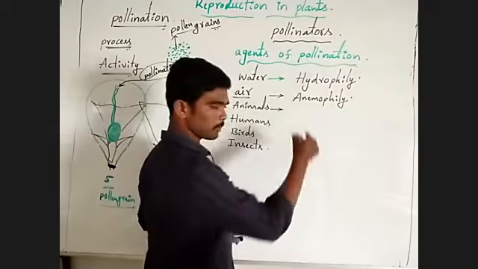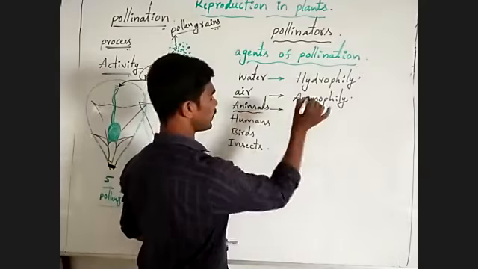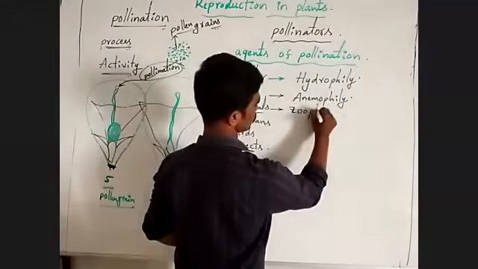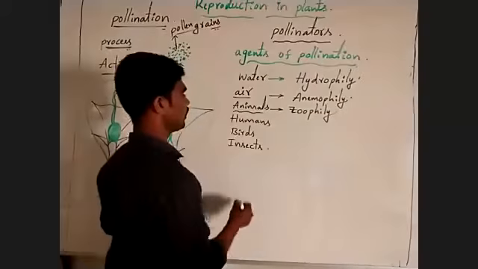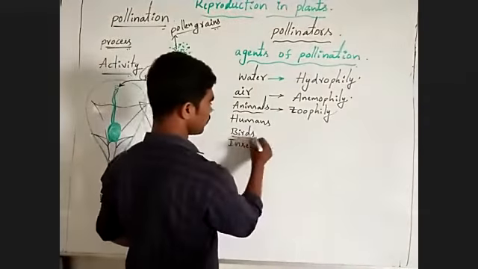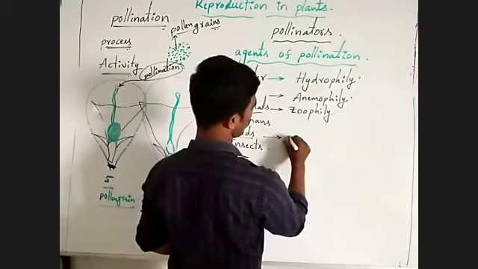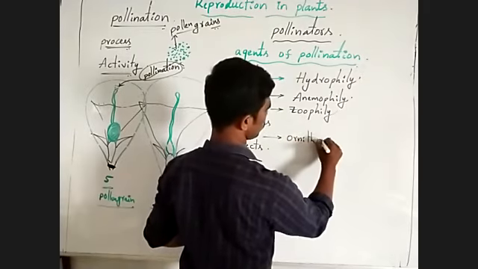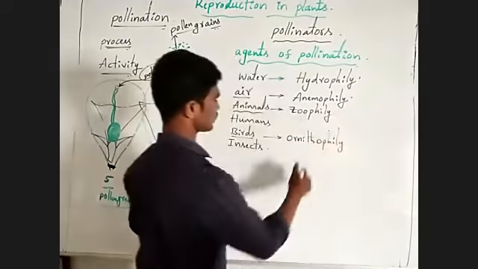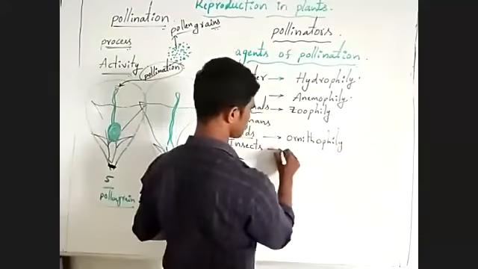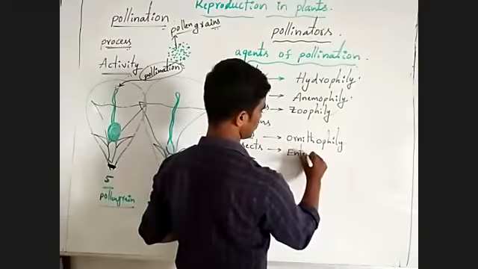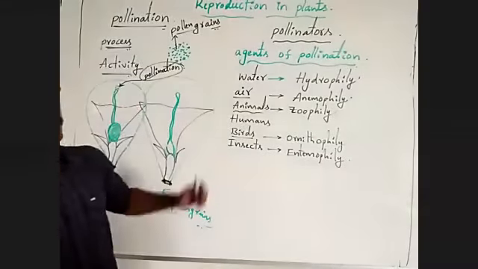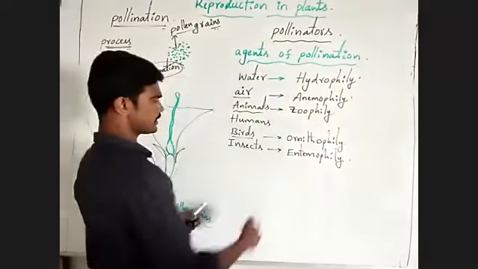When pollination occurs by animals, it is called zoophily. Next, birds. It is called ornithophily. By insects, it is called entomophily. Like this, there are different types of agents.